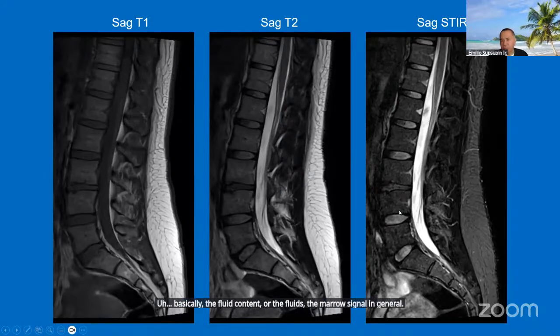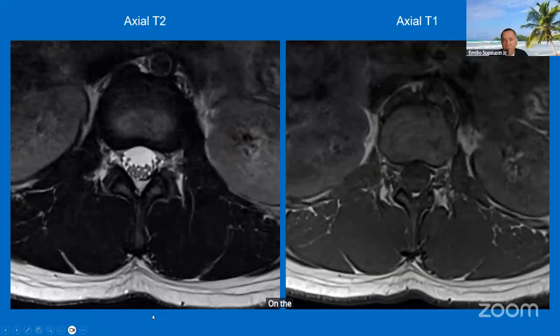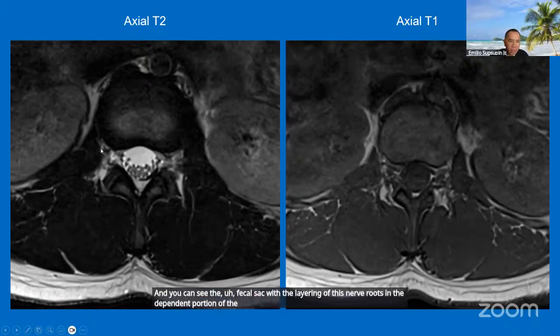So you can see the STIR sequence, you can see the bright signal in the disc, and you have a desiccated disc in this picture. On the axial view, you also have basic sequences, the axial T2 and axial T1. And you can see the thecal sac with the layering of these nerve roots in the dependent portion of the thecal sac. And you can see also the exiting nerves.